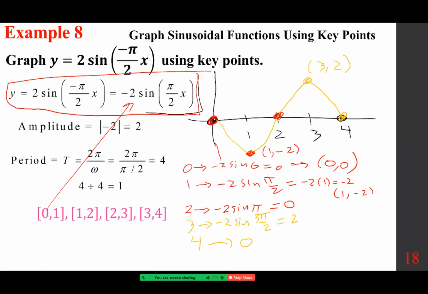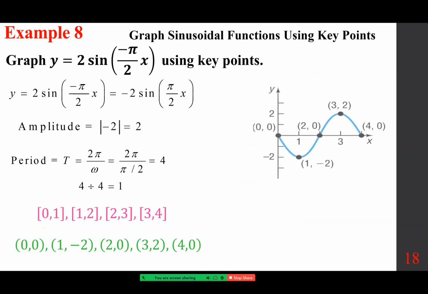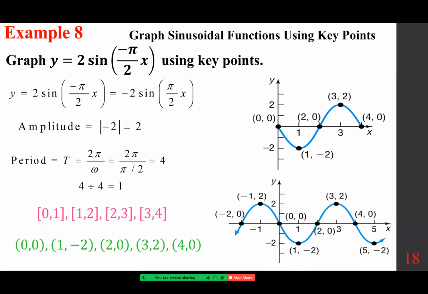Remember, we plug it into negative 2. We put it in here. And that's it, and we're done. So we get the following pairs: 0, 0; 1, negative 2; 2, 0; 3, 2; 4, 0. And I'm going to clean up. So this is one complete cycle, and this one continues indefinitely on both sides.